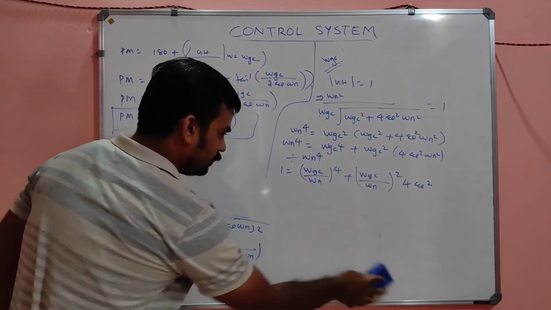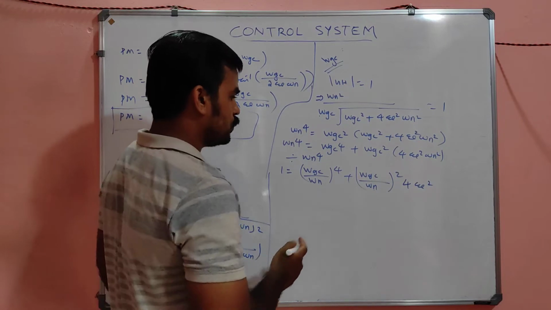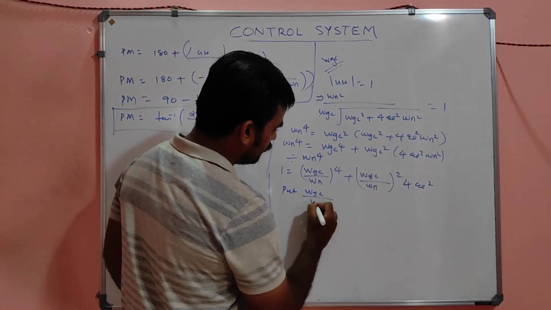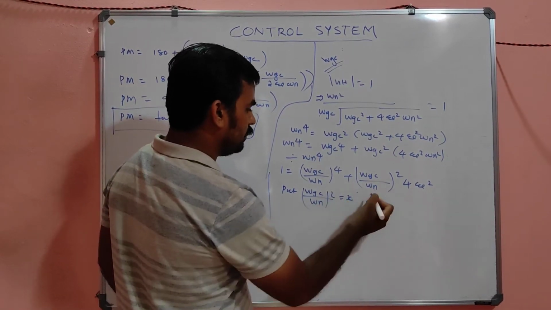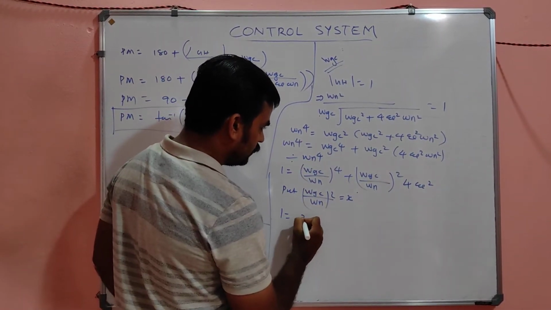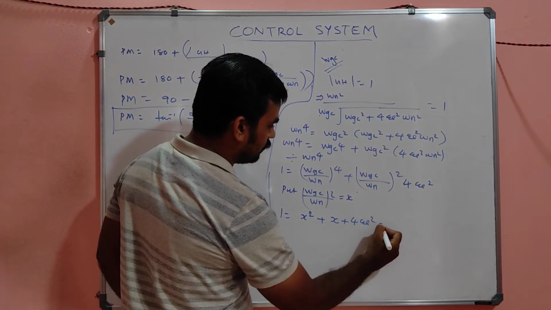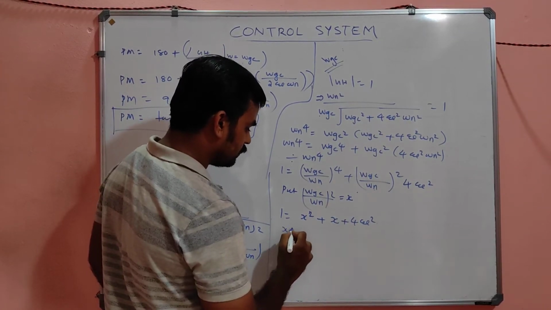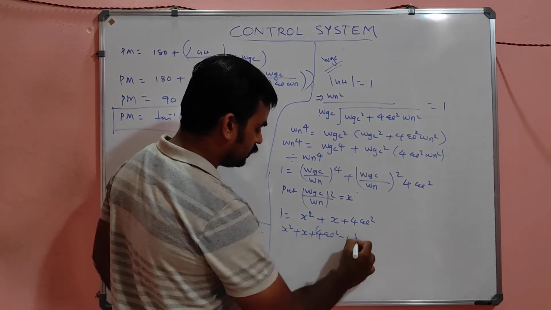Or I can say that this is again a second order equation. I will put omega gc divided by omega n equal to x. Omega gc divided by omega n the whole square equal to x. So it becomes 1 equal to x square plus x plus 4 theta square. So it will become x square plus x plus 4 theta square minus 1 equal to 0.